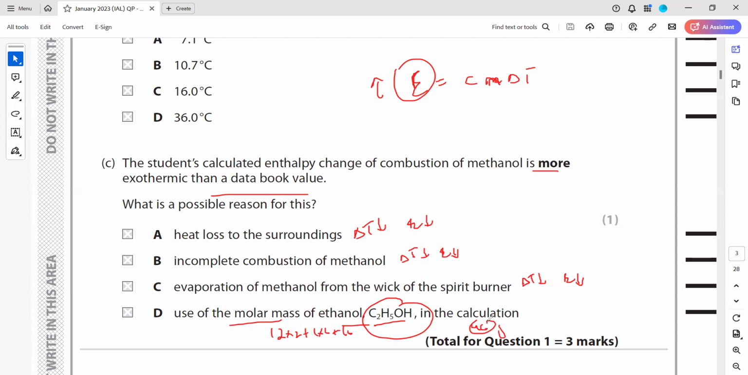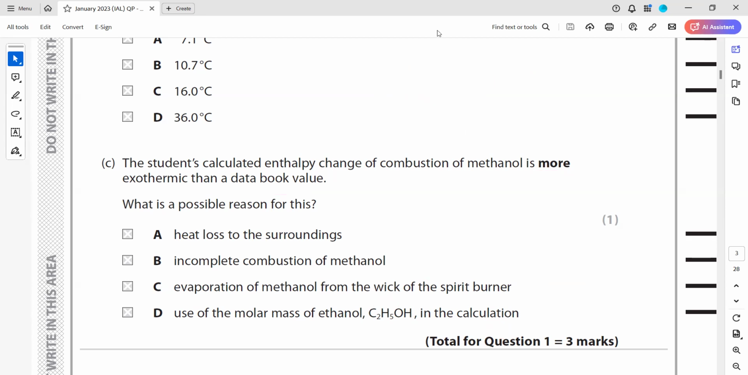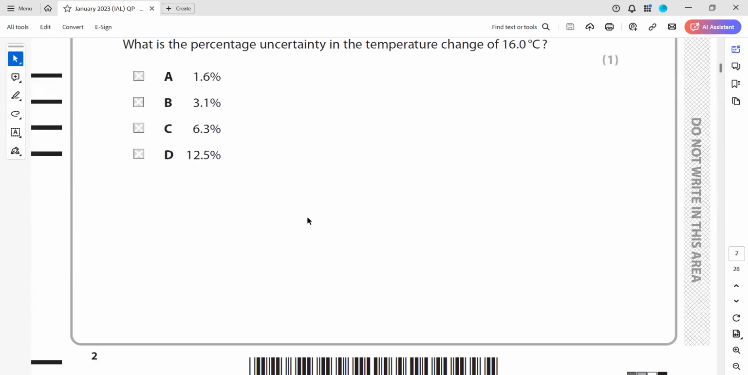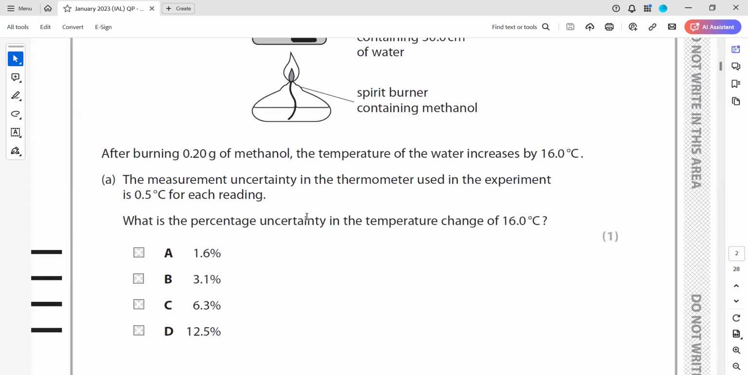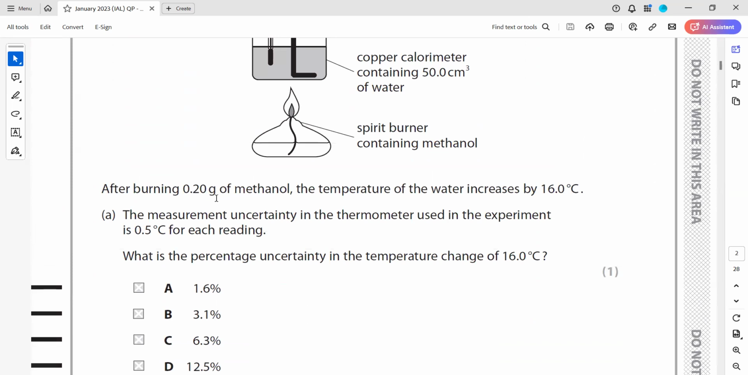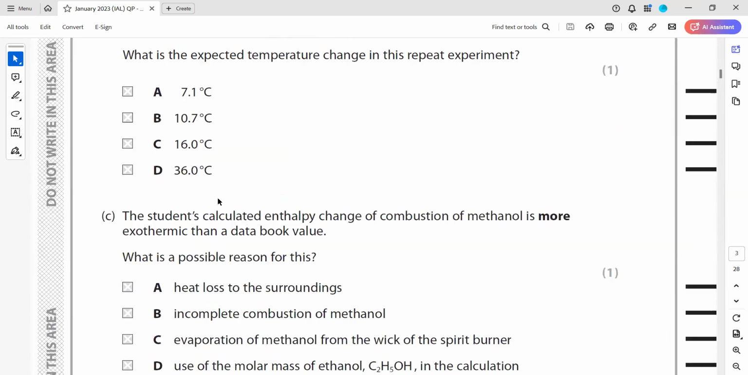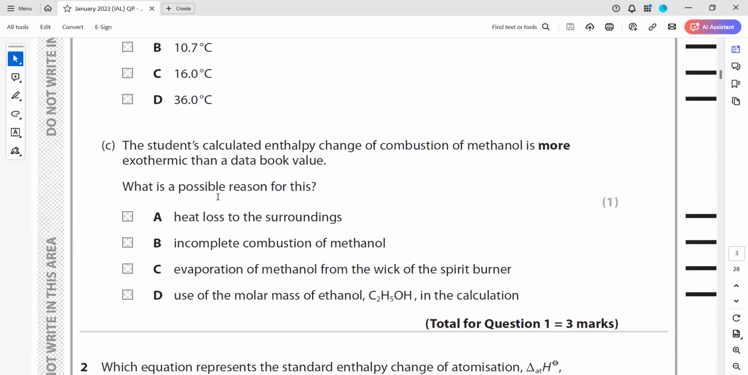So molar mass will be 46. And what is the original mass of ethanol which we burned? The original mass we only burned 0.2. So if a student uses a higher mass, like if a higher mass is burned, it means more energy should be released. That's why D is the right answer.